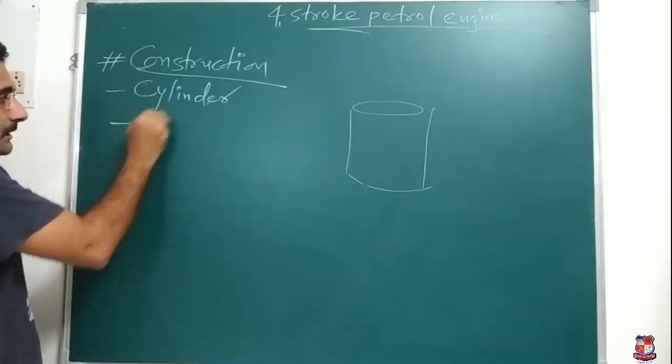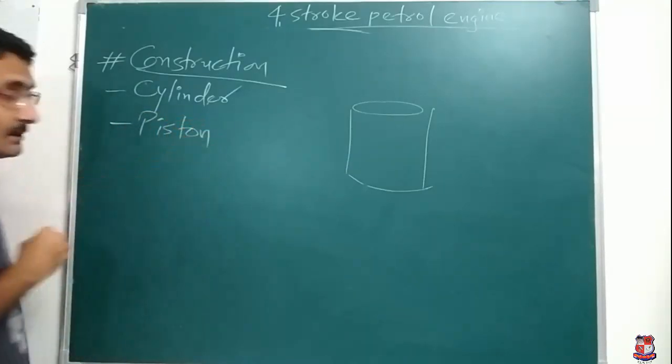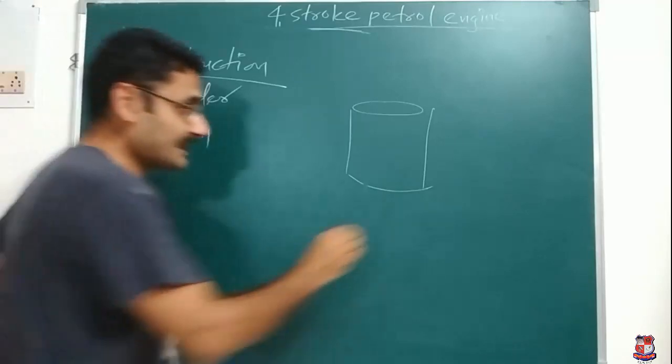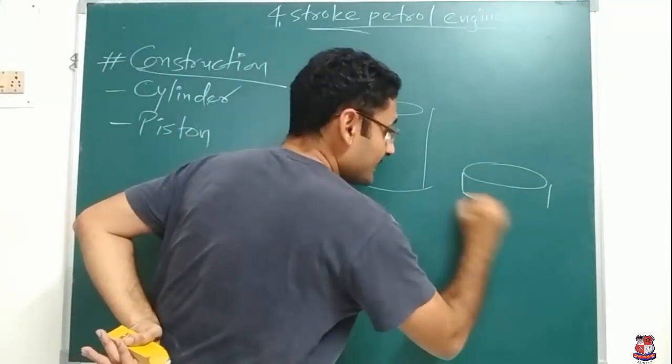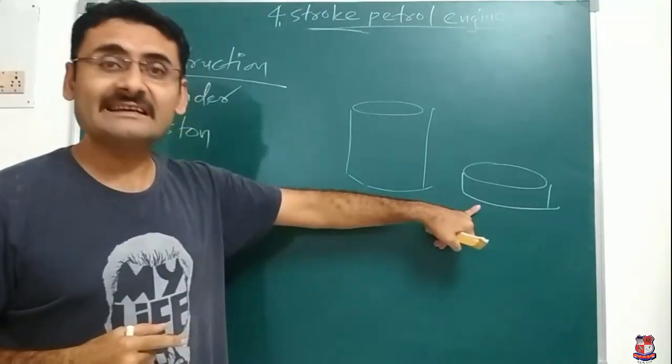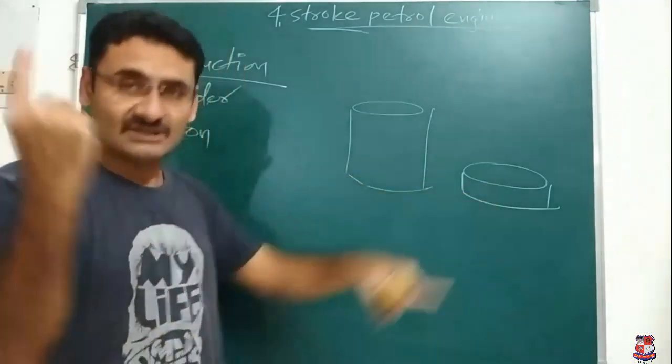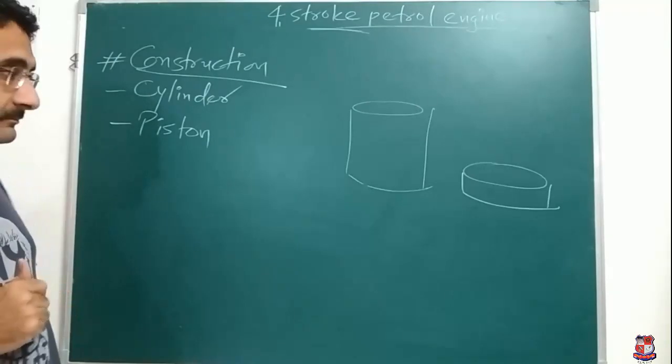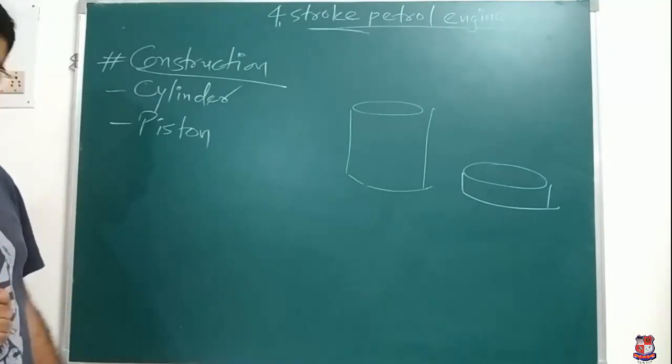Second part is your piston. Now piston means what? I can say like that, piston is a solid circular disc. So it is one type of disc which is solid circular disc. So that type of thing is known as piston, which is a solid circular disc. Okay.